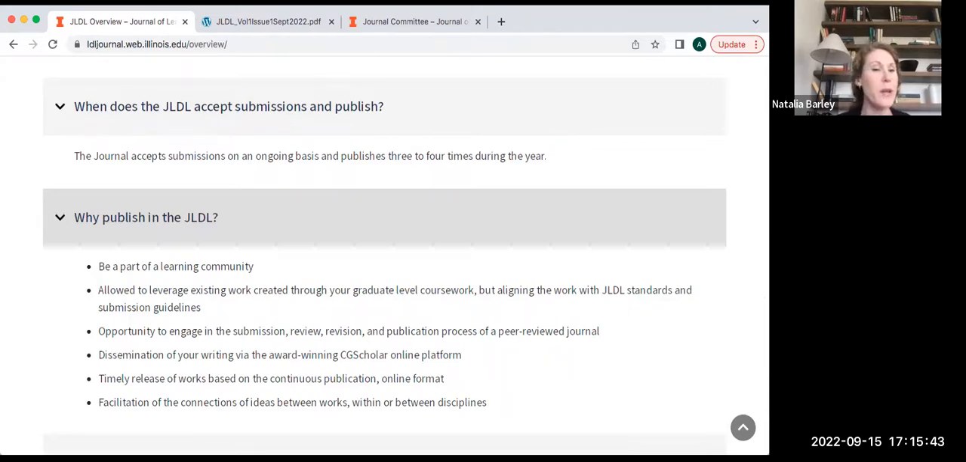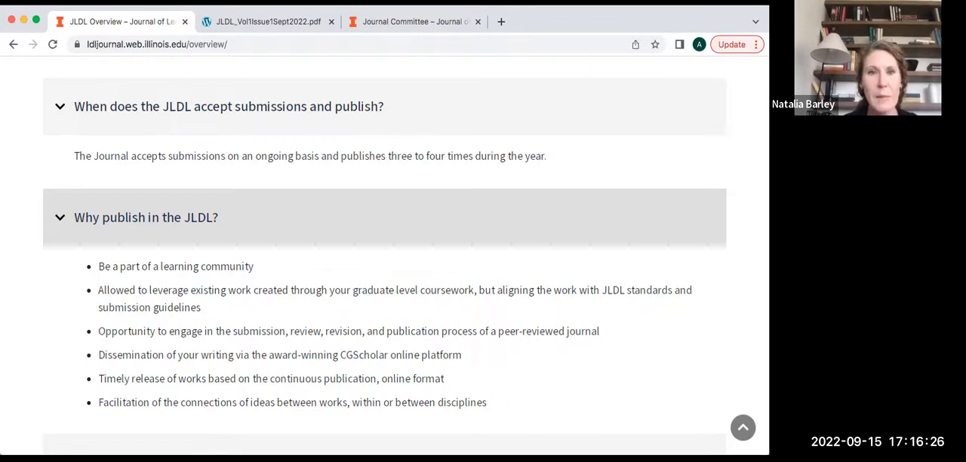Now, what are the benefits of publishing with JLDL? Of course, the most important piece is being part of the learning community. That cannot be overemphasized, I would say. It also allows you to do something I'm sure every student will appreciate, because we're very busy with our work and studies: you can leverage the existing work that you have completed as part of your program, as long as you align it with the JLDL standards and submission requirements. That gives you the opportunity to publish works that are almost ready or even ready for publication.